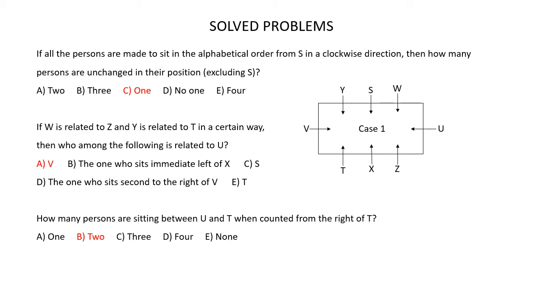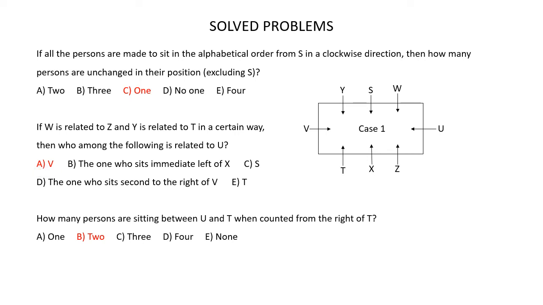But let's also check the other options. Option B says the one who sits immediate left of X. Immediate left of X is T, not V. So option B is wrong. Clearly option C is wrong because option C is S, not V. And option D says the one who sits second to the right of V. So clearly this is also wrong because second to the right of V is clearly not V. Option E says T. This is also wrong since option E is not V, it is T. So the correct answer is option A, V.